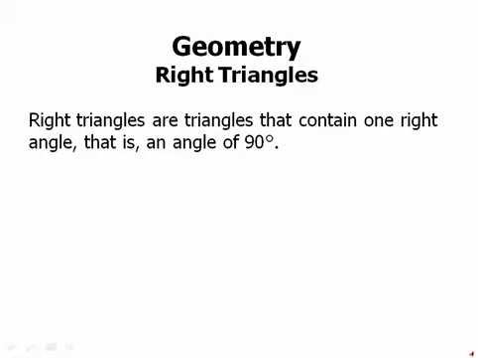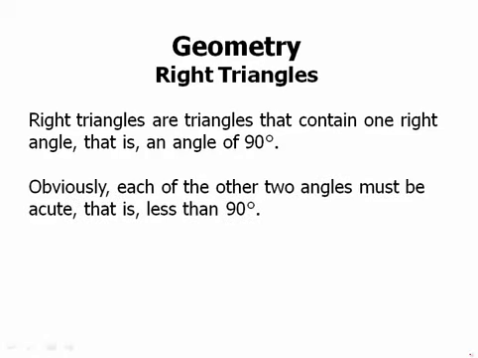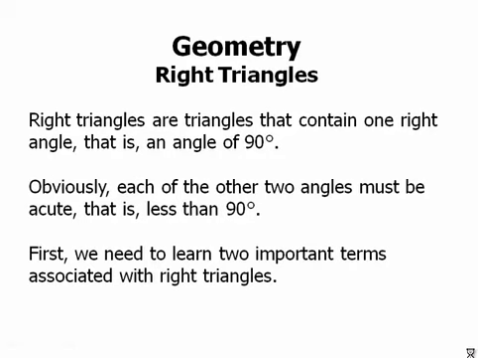Okay, now we can talk about right triangles. Right triangles are triangles that contain one right angle, that is, an angle of 90 degrees. Obviously, each of the other two angles must be acute, that is, less than 90 degrees. That's the only way that they would all add up to 180 degrees.